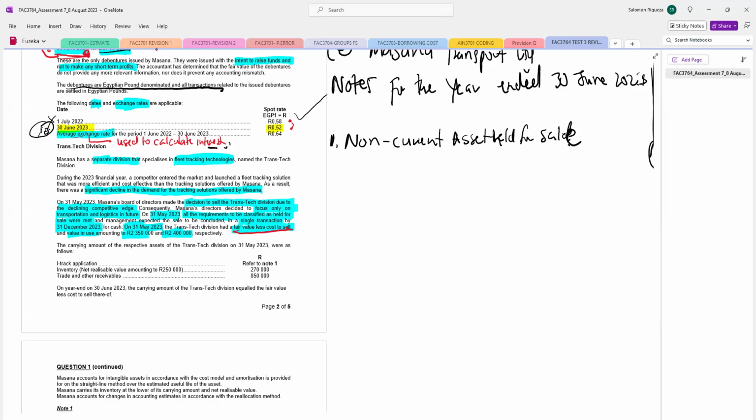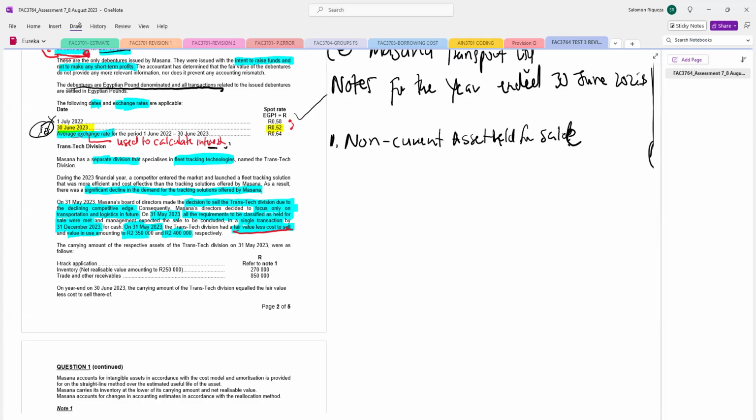Okay, but when we are calculating the impairment under non-current asset held for sale, we use fair value less cost to sell only. That's the only one we compare to the carrying amounts. Please take note. You can go back to your notes, guys. We've done this before, but I'm just reminding you, please.